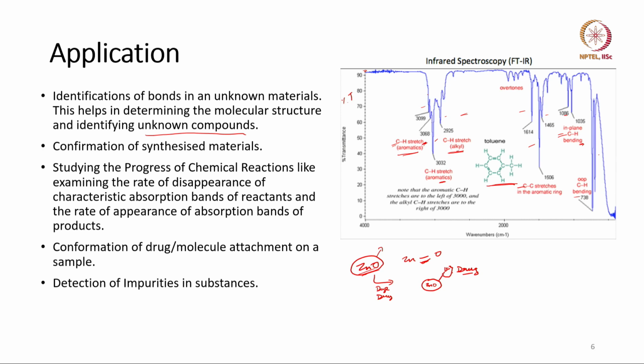To know that, we will run it through IR. So, we will have the FTIR, the IR spectroscopy of ZnO alone, then we will have of the drug alone, and then we would have the IR spectroscopy of ZnO and drug together. So, the drug will have some of its characteristic peaks, our ZnO will have the characteristic peaks, and if all those peaks are present in our sample in which ZnO and drug are attached, we could successfully say that our drug has been attached onto the surface.